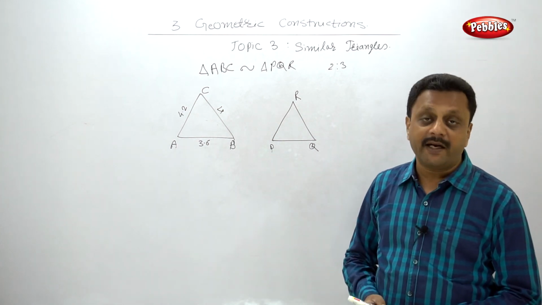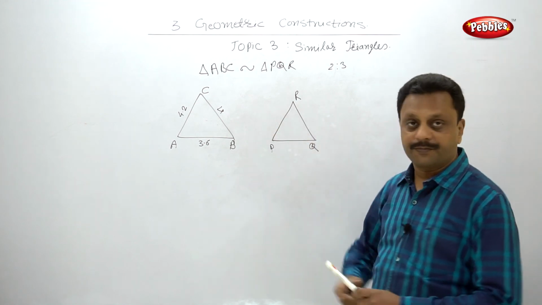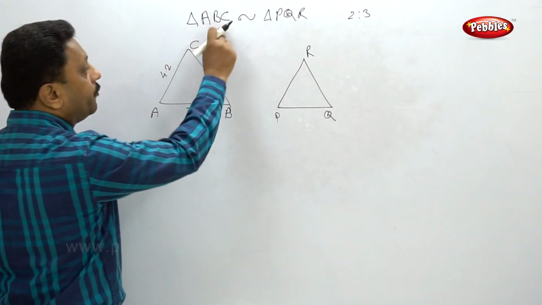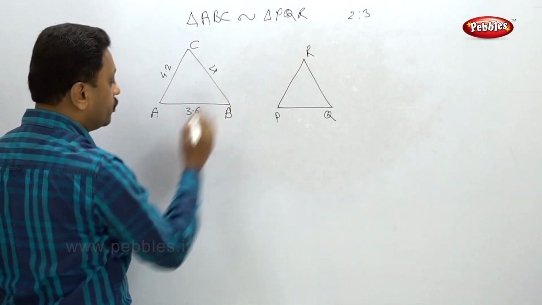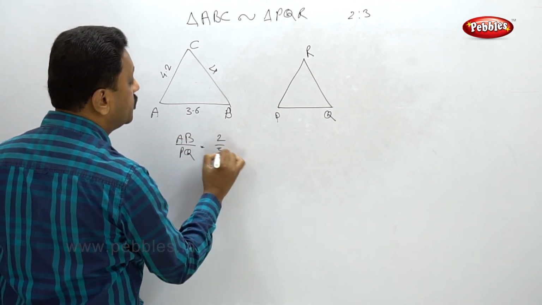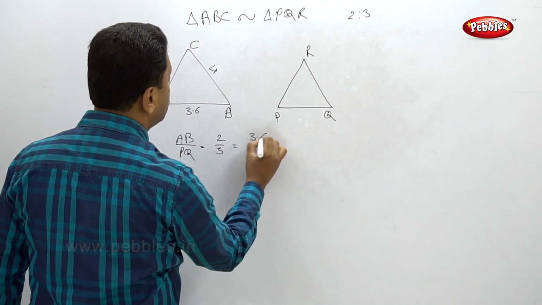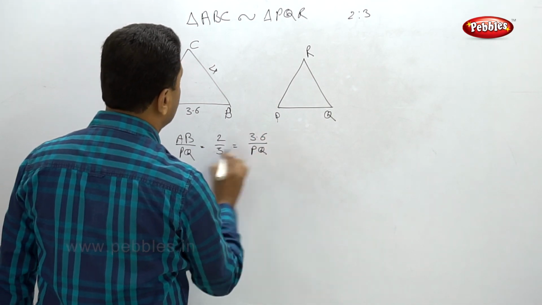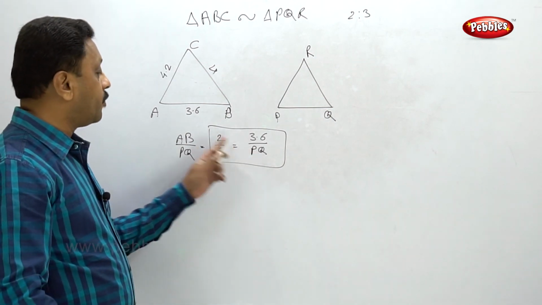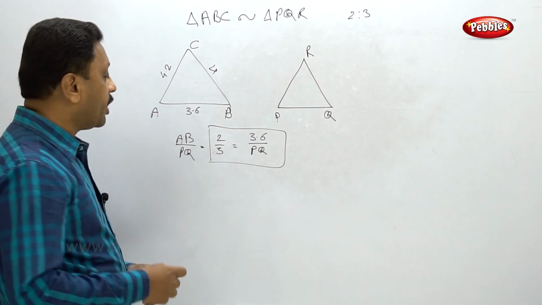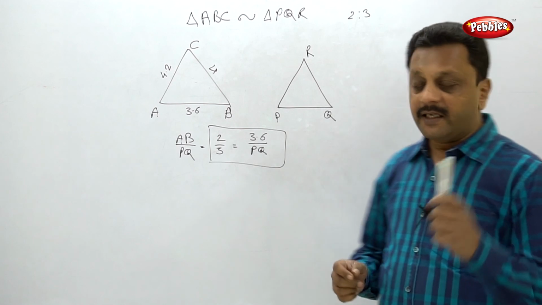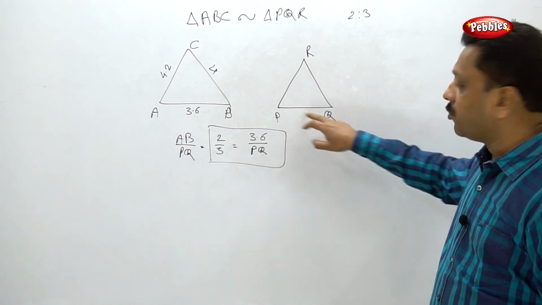Now we have to find out the measurement of all the sides. How will you find that? Simple. AB first to PQ. So AB upon PQ is equal to 2/3. AB is 3.6 and PQ is unknown. So from this equation you can easily find out what is PQ. PQ is 3.6 into 3 divided by 2. Correct? You can easily draw PQ now.